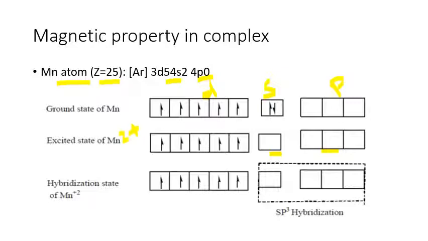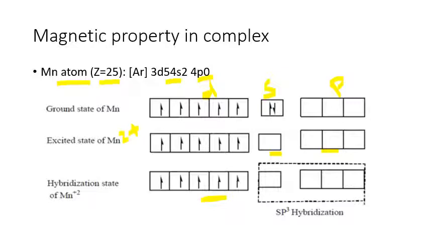That's why it forms a different kind of complex, that is an inner orbital complex, in the presence of a strong ligand. And when a weaker ligand is approaching, no effect is found, and an outer orbital complex is formed. So here, when a weaker ligand approaches, no effect is found in the d orbital arrangement of the electrons. It undergoes vacant orbital hybridization like s and p3.